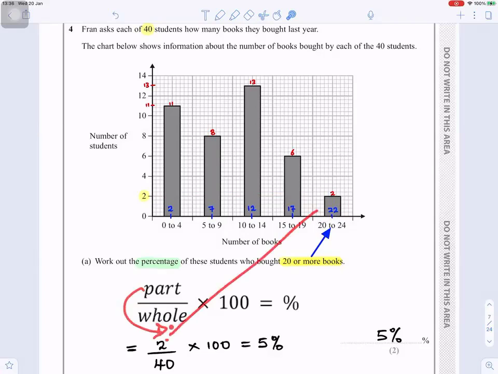And then how many students altogether? There are 40 students altogether. Times 100%, that gives us 5%.